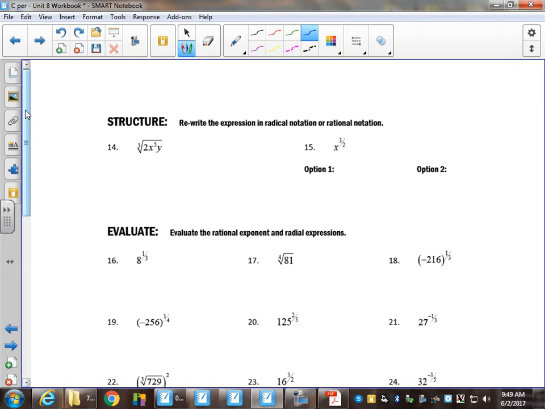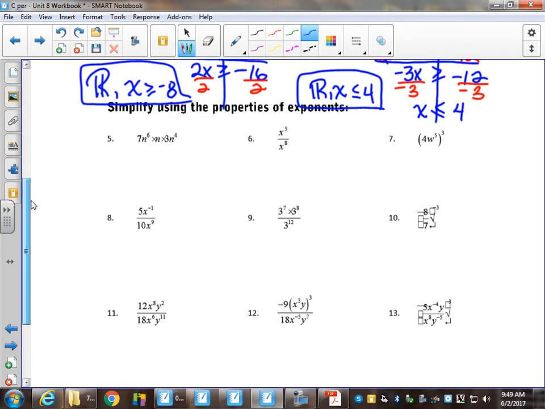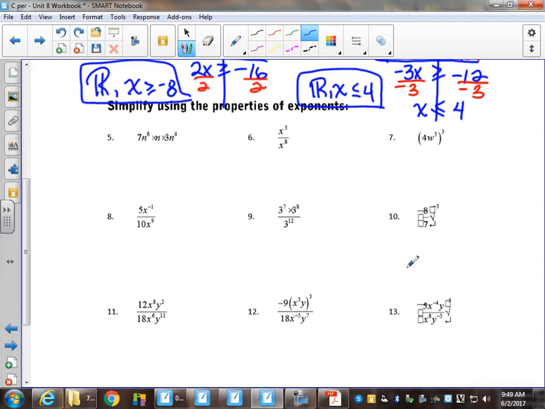All right, back to numbers 5 through 13. 10 and 13 didn't print correctly. So number 10 should be... now I can't see what it was. We'll get there in a sec. Let's run these through. Half of these technically qualify as some refresher ninth grade skills. Let's get going on them.